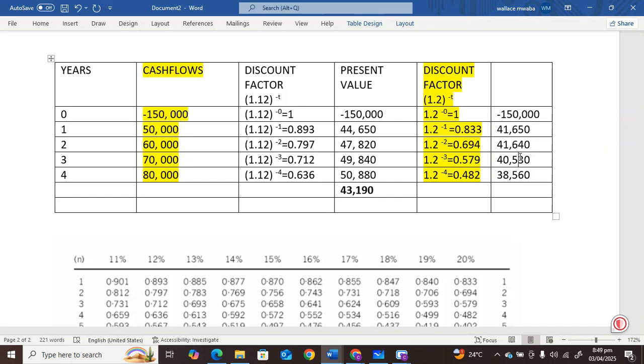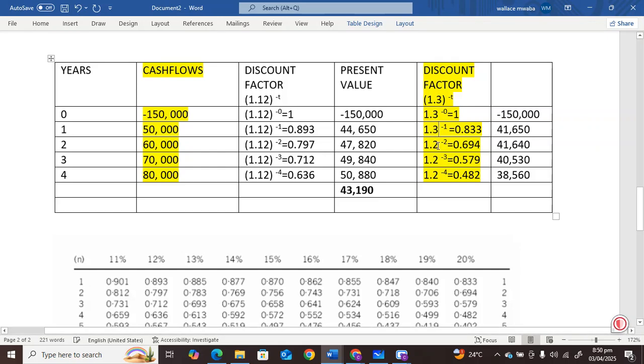So we need to increase our discount. 20% is too low. So let's try then 30%. We try 30% because with 20%, we're going to get another positive net present value. Here we want a negative net present value. So we're changing our discount factor to 30%. As I said, for interpolation, it's trial and error. So if you see your discount factor is not giving you your results, you change it.